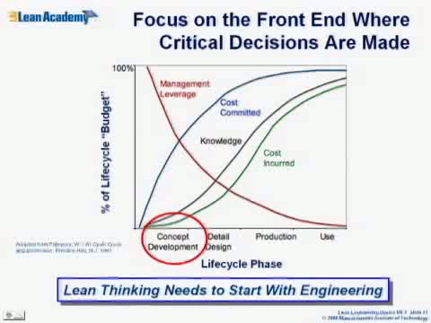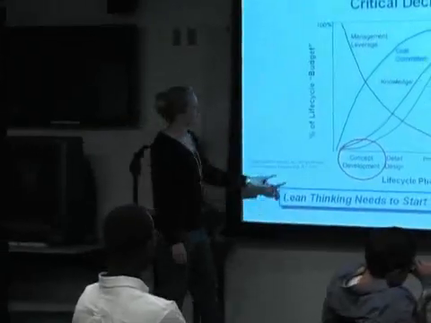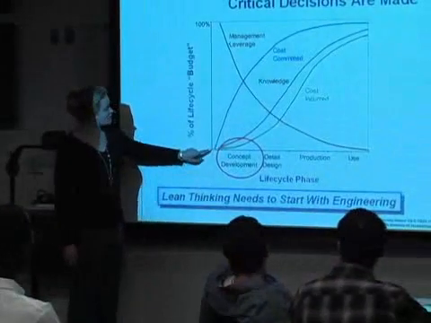The reason for that is represented here on this chart. So we have on the y-axis essentially the percentage of your life cycle budget that you might attribute to these. And here on the x-axis, we have life cycle phases, starting from concept development through detailed design, production, use, and disposal. Here we show various curves.